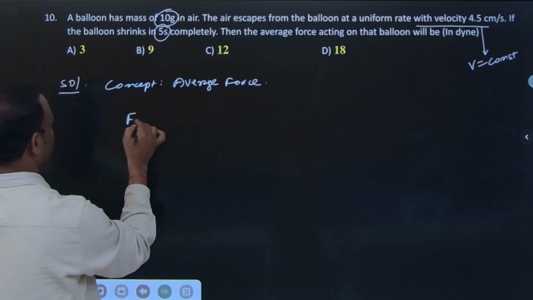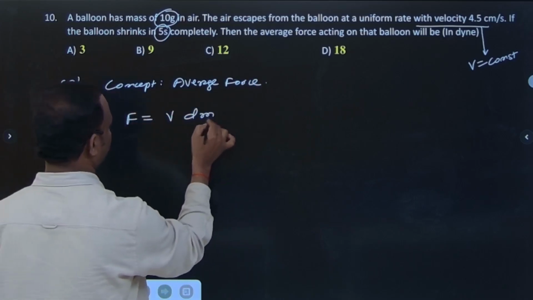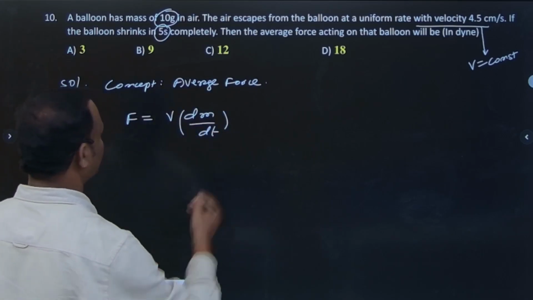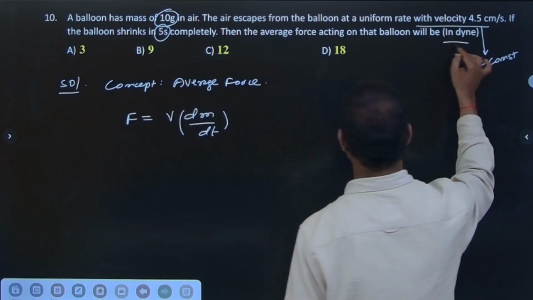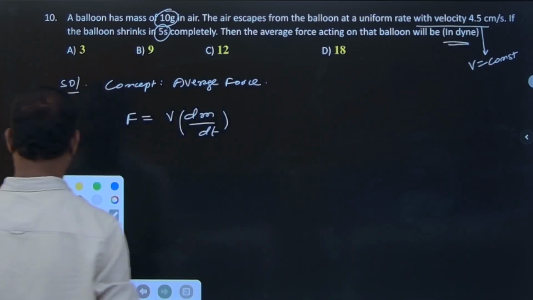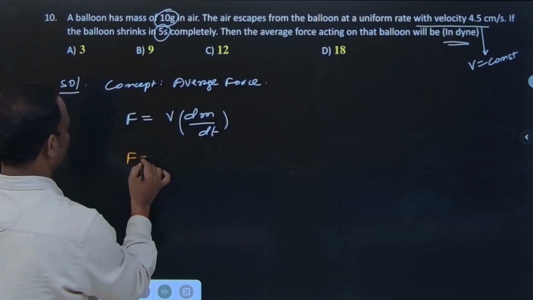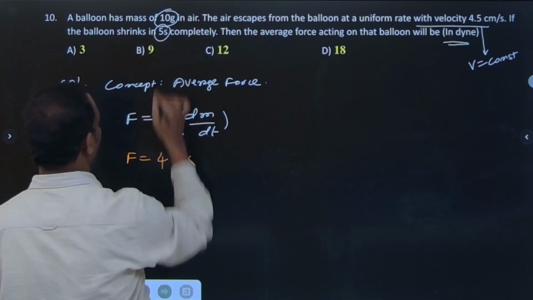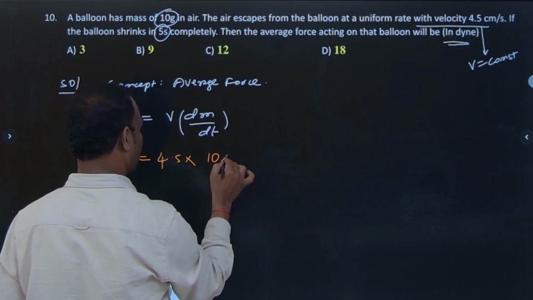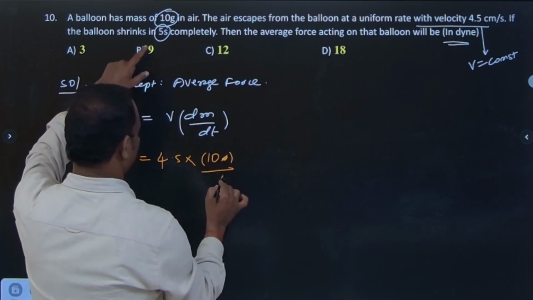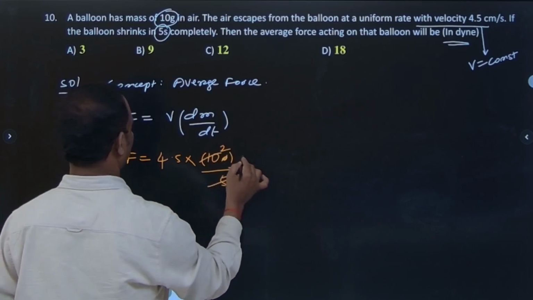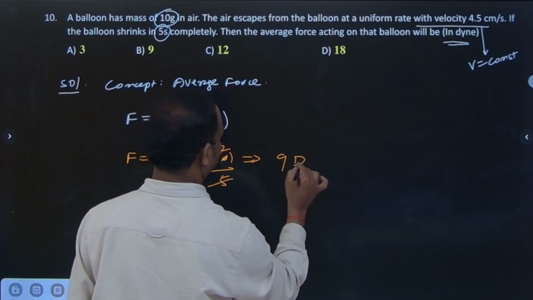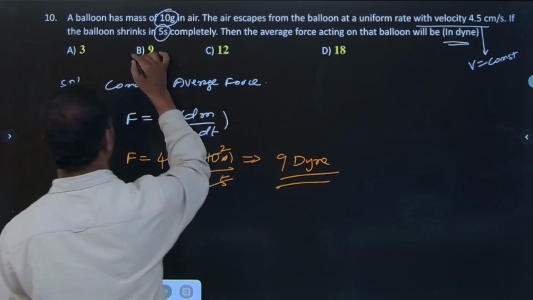So F is equal to v into dm by dt. It's a variable mass system. Okay. Then average force is asked in dyne, so no issues on this. Now we can move on. What is F equal to? What is the constant velocity? 4.5 in centimeter per second. Then the mass is decreasing, 10 gram, so 10 by dt, which is 5 seconds. 5 ones are 5, 5 twos are 10. So then 4.5 into 2 is 9 dyne. 9 dyne is your answer. Option B is correct.